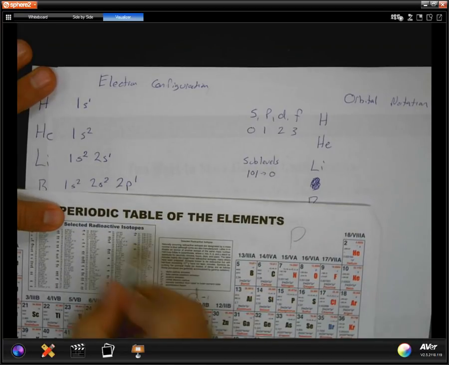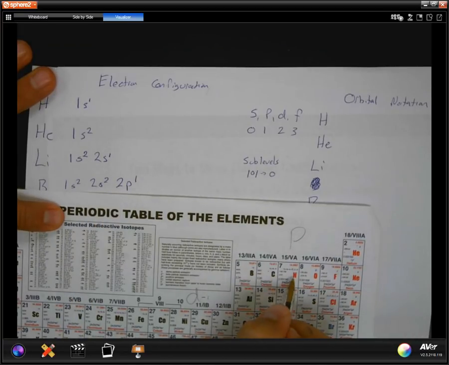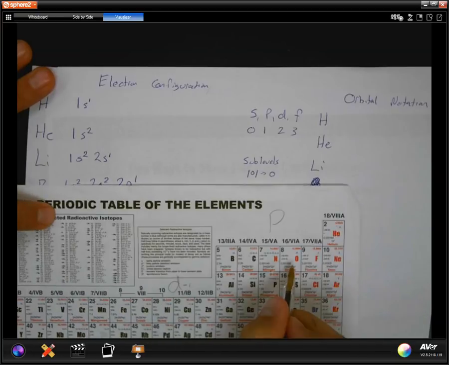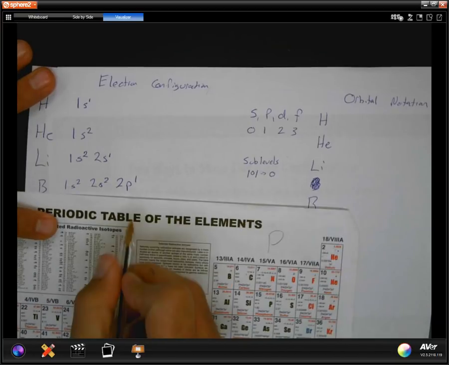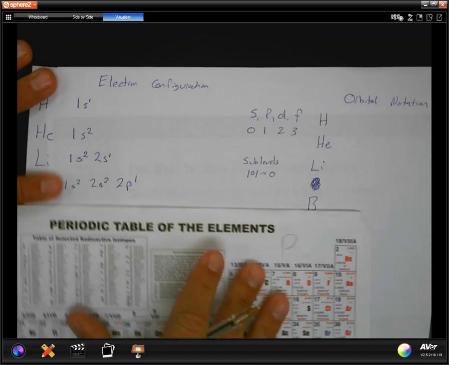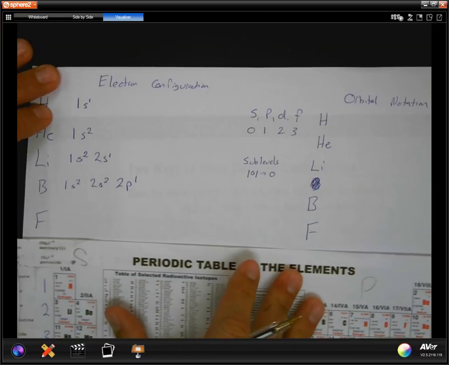And since I am the first box in, that's only 1 electron, I would write a 1 here. If I had carbon, I would put 2p2 for carbon. If I was at nitrogen, I would put 2p3. If I was at oxygen, I'd go 1, 2, 3, 4 blocks. I'd call that 2p4.